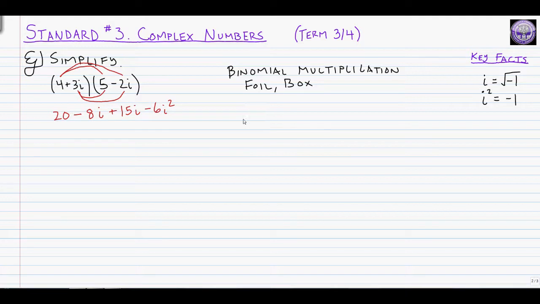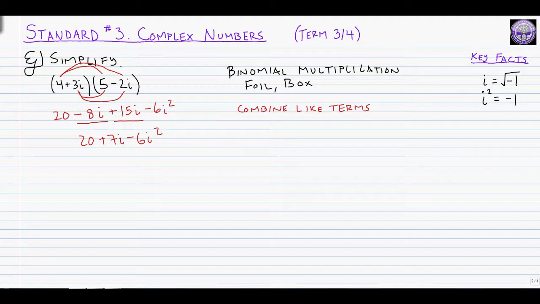Now as you look at it, you probably see that there's two terms that have i's in them, as well as an i squared. So that is one component of what we're going to do. We might as well combine like terms, just like we did in the last one. So right back to CLT. Notice how these things kind of build on each other. So from here, negative 8i plus 15i is going to be just 7i. So we'll have 20 plus 7i minus 6i squared.